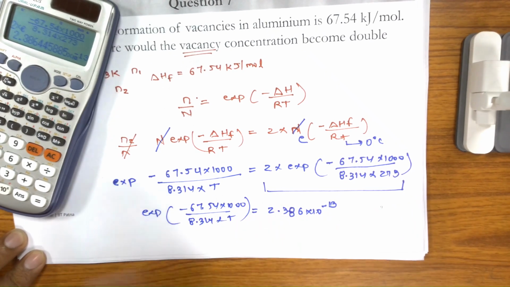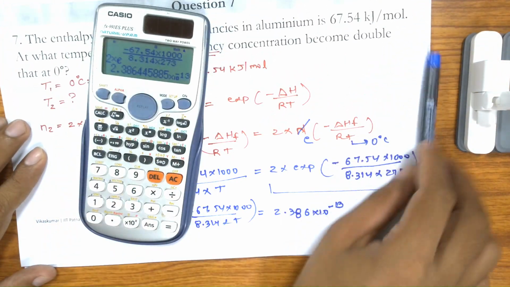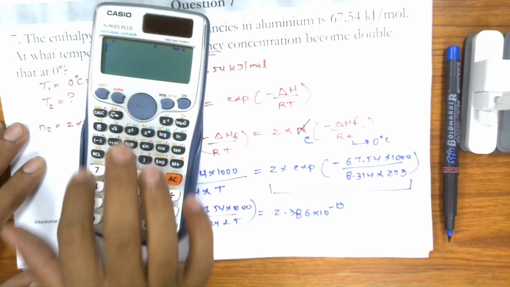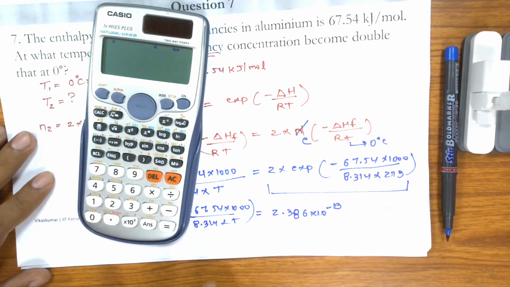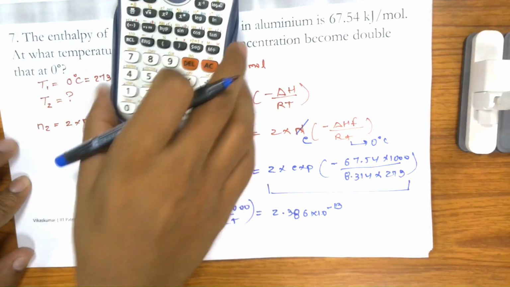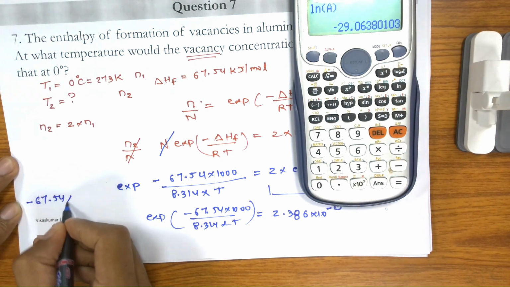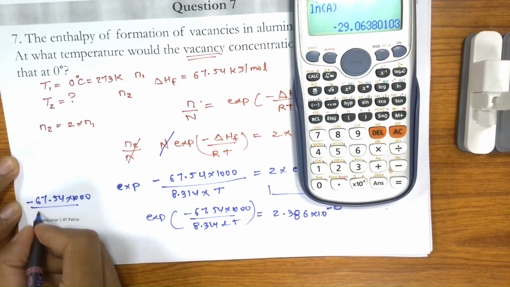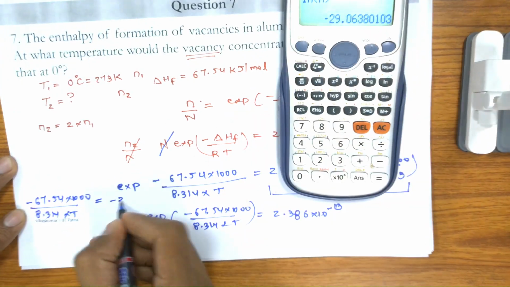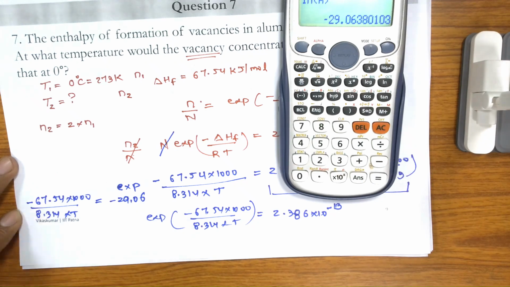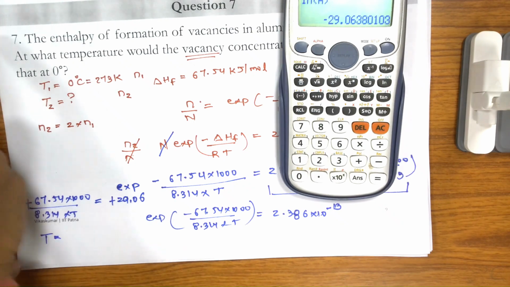So I can take log on both sides. Okay, I will take ln on both sides. Let's save this value in a. Now I will take the ln of a. I'll see what answer I am going to get. So this ln, what we are getting is minus 67.54 multiplied by 1000 divided by 8.314 multiplied by T. The value is minus 29.06. So now from here I can find the T value. I can replace the position. This is going to be the plus now.